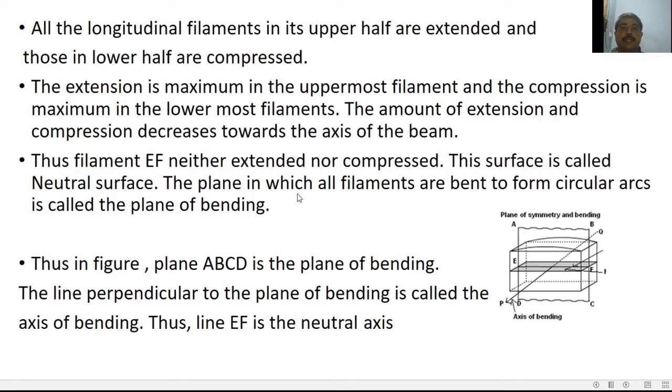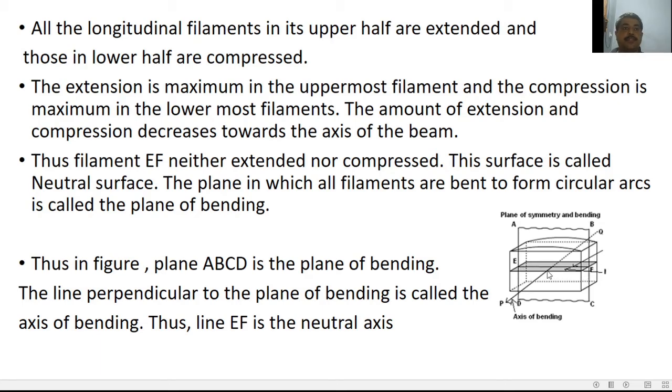So the extension is maximum in the uppermost filament and compression is maximum in the lowermost filament. The amount of extension and compression decreases towards the axis of the beam. Thus, the filament EF is neither extended nor compressed. This surface is called a neutral surface.